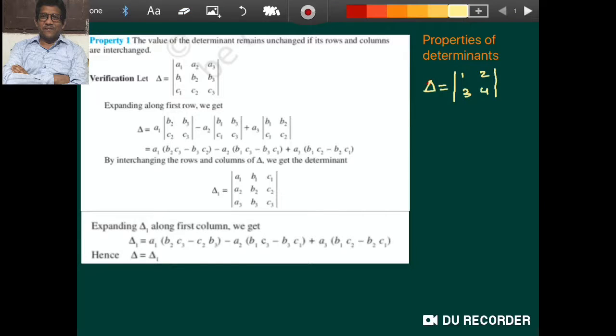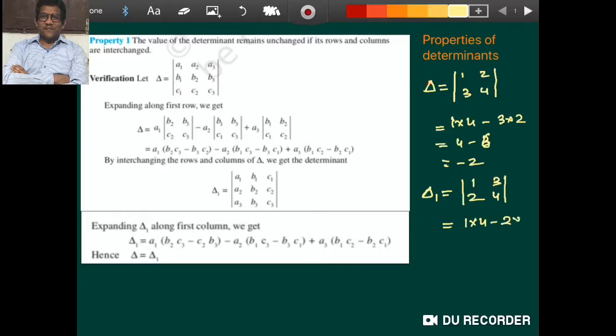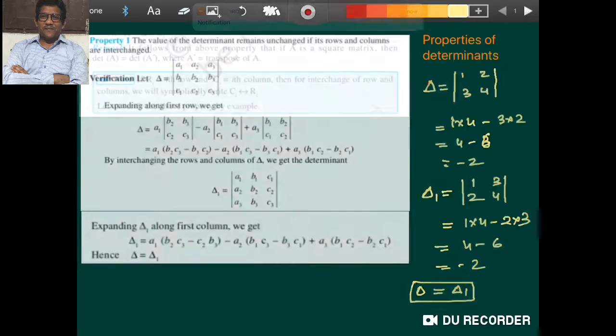Consider the determinant. If we find its value, we get 1 into 4 minus 3 into 2, that is 4 minus 6, which is equal to minus 2. Now if we interchange its rows and columns, we get another determinant. Its value is 1 into 4 minus 2 into 3, that is 4 minus 6, equal to minus 2. Here we get the value of both determinants is the same.